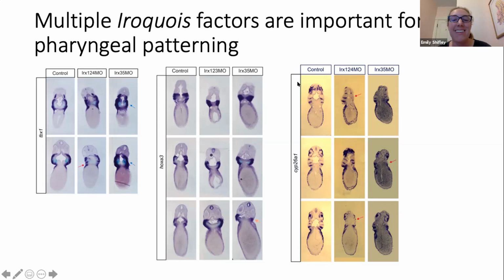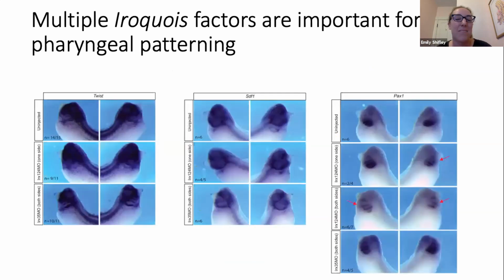But another thing we noticed with a lot of these injected embryos is they have this kind of crooked appearance, which means maybe we are still messing up gastrulation a little bit. So I'm probably going to move to just injecting half of the embryo, and that might help with that. So here's more in situ, looking at some neural crest genes that look pretty normal when I just injected the morpholino on one side of the embryo.